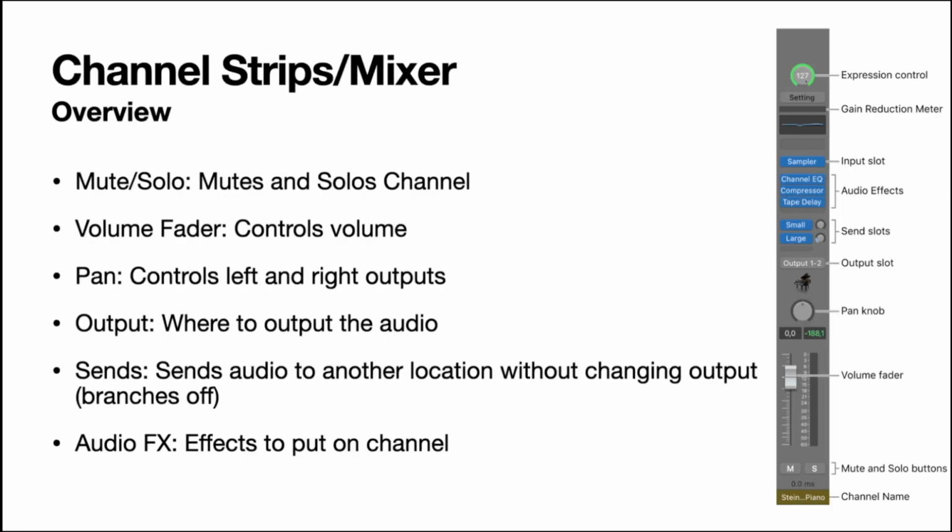So, we're going to be talking about really the channel strips and the mixer at this point. Overview really quick. We have the mute and solo down at this bottom. We have the volume fader, which obviously controls the volume. We have the pan that controls the pan, which is right above that. The output, where we can set the outputs of where the audio is.